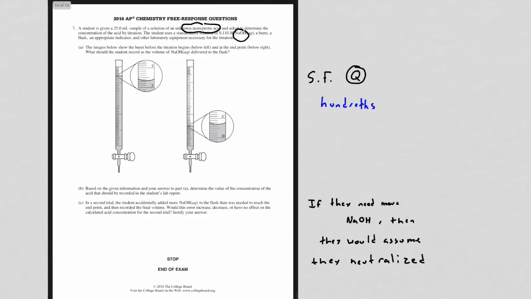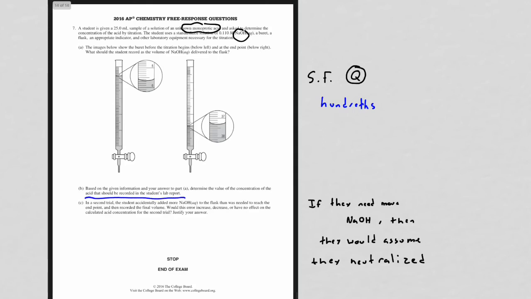They could do something else. You should know that if the scale is going up by tenths, you should measure to the hundredths, and that should indicate how many sig figs there are in your final calculation. It says determine the concentration of the acid that should be recorded.